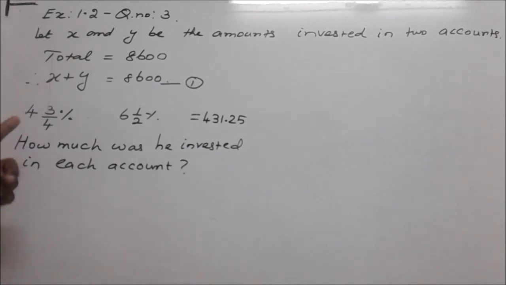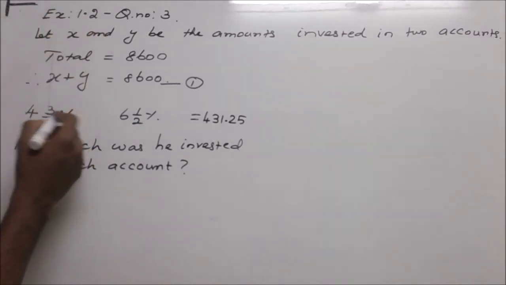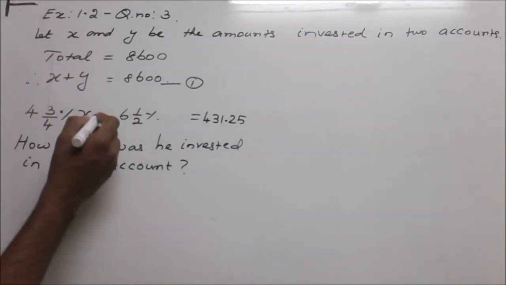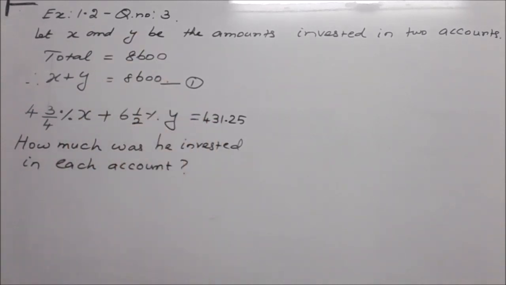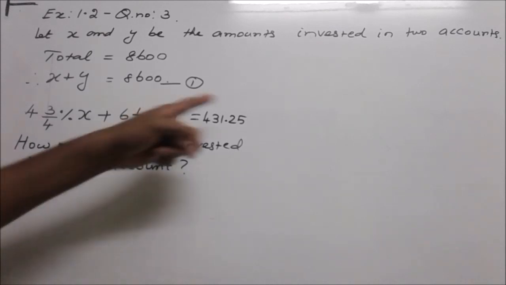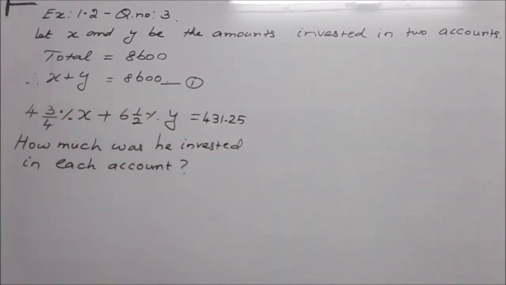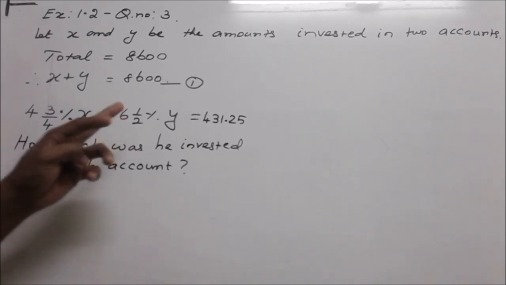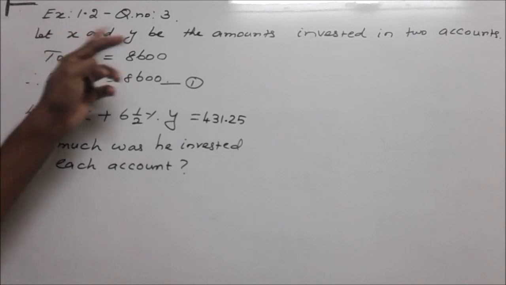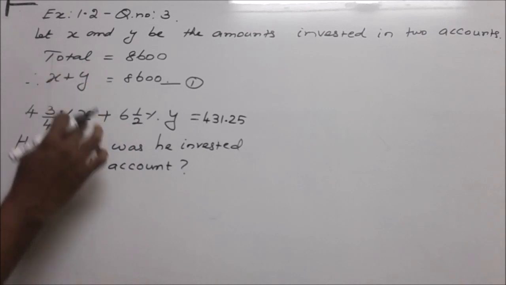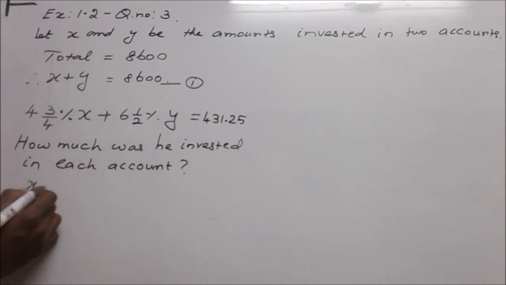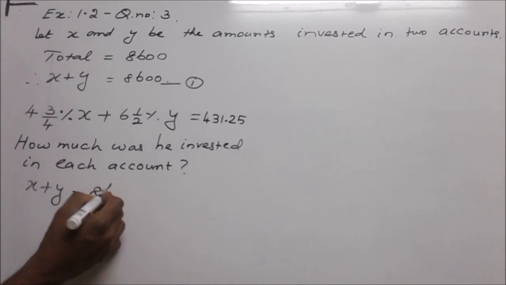The second condition is given as 4 3/4% of one account, I am taking that as x. So 4 3/4% of x plus 6 1/2% of y yields 431.25 as interest. The total interest from both the amounts is 431.25. Now we have to find the amount invested in each account, that means to find the values of x and y. Simplifying, we will get two different equations. The first equation is x plus y equal to 8600.